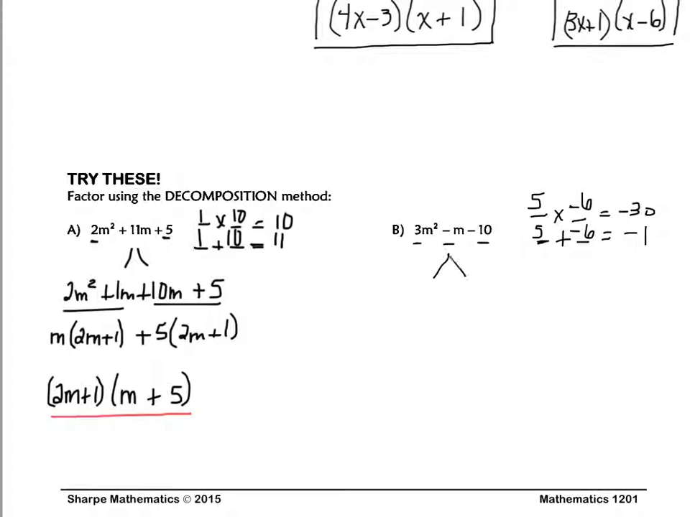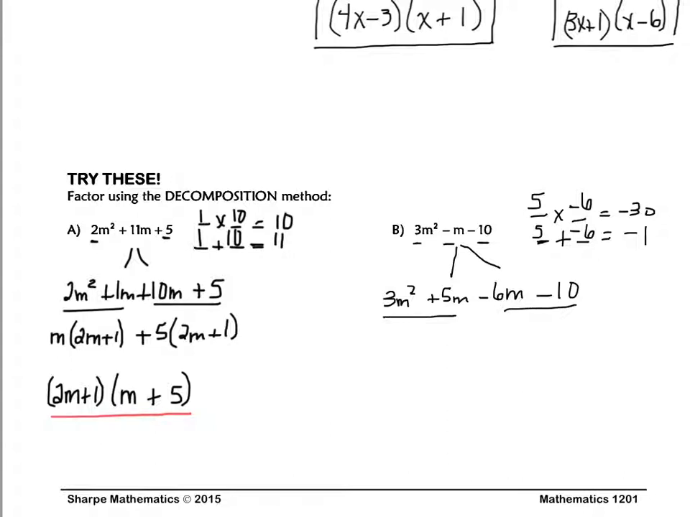So then we break down the middle term, so it'll be 3m squared plus 5m minus 6m, and then minus 10. So my arrows should be pointing here and here. You're breaking down negative m as 5m minus 6m, which is exactly the same thing. So find the numbers, group, and GCF.